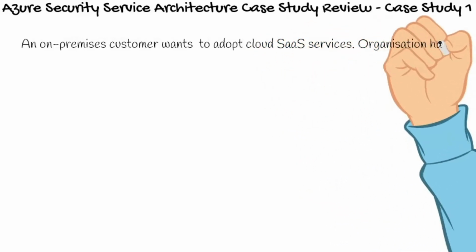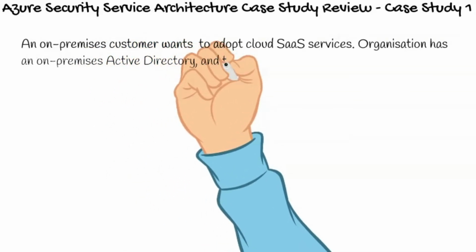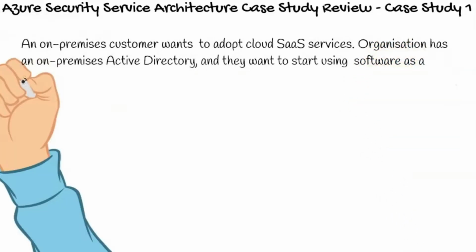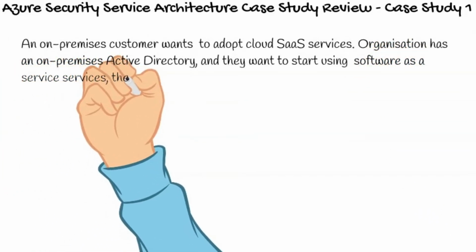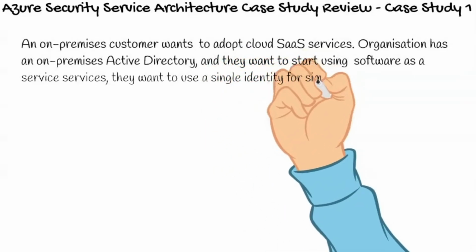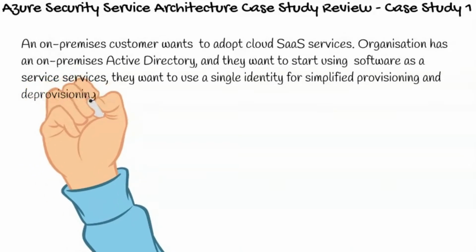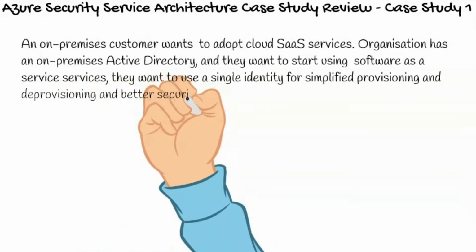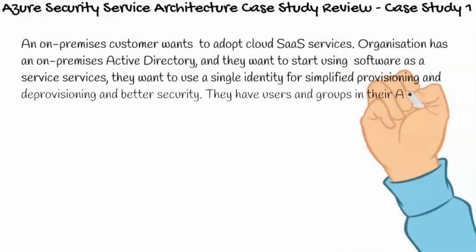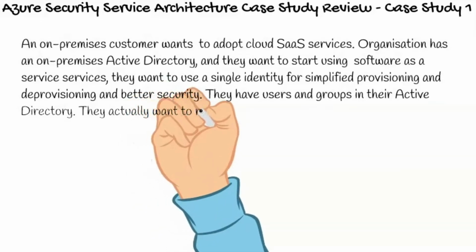Background: an on-premises client wants to adopt cloud SaaS services. The company has an on-premises Active Directory, and they want to start using software as a service services. They want to use a single identity for simplified provisioning and deprovisioning and better security. They have users and groups in their Active Directory. They actually want to remove any reliance on their on-premises Active Directory Domain Services.